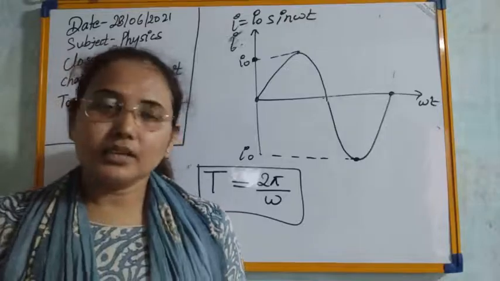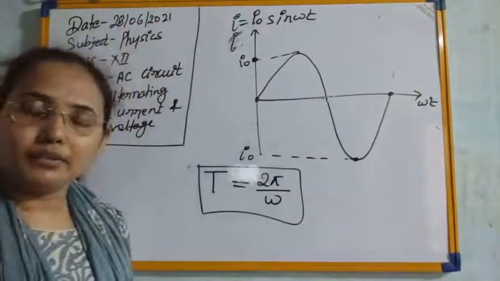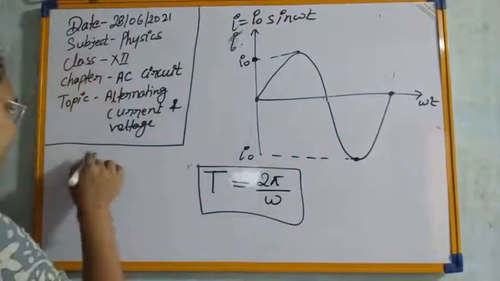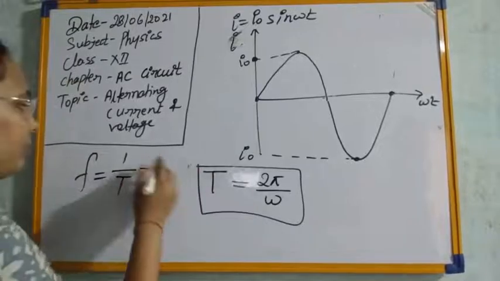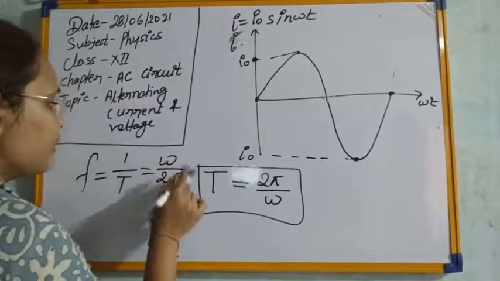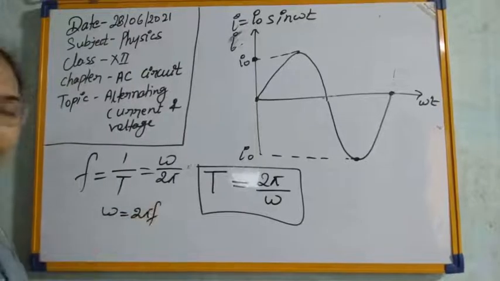So in 1 second, if you see how many such rotations we have, that is the frequency. Simply, frequency can be defined as the reciprocal of time period, and from here the value is equal to omega upon 2 pi. So omega can also be written as 2 pi f here.